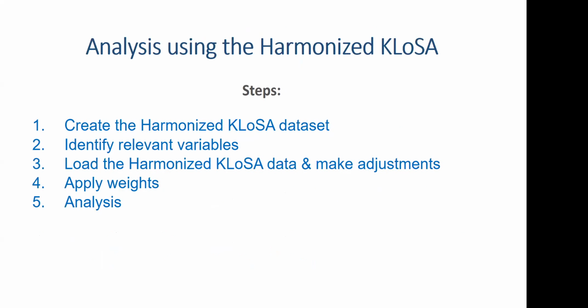Generally speaking, we'll be following the same steps more or less for each of our analyses today. First, we're going to create the Harmonized KLOSA dataset. Second, we're going to identify the relevant variables we need. Then we're going to load the Harmonized KLOSA data into an analysis dataset and make adjustments to that data if necessary. Then we're going to apply weights and move ahead with our analysis.